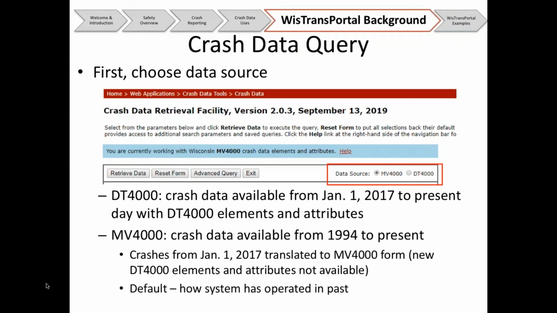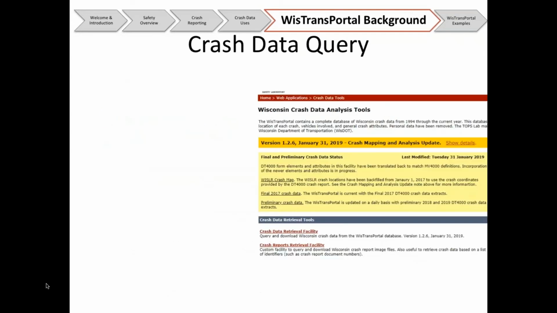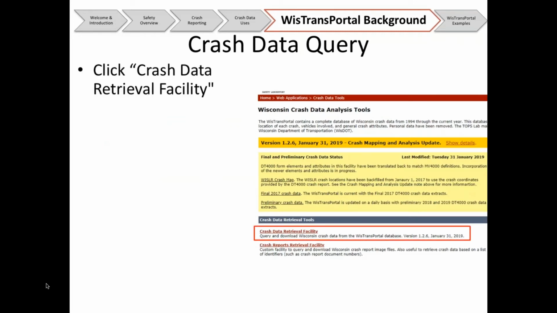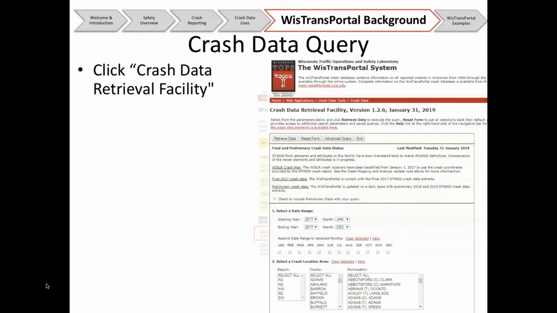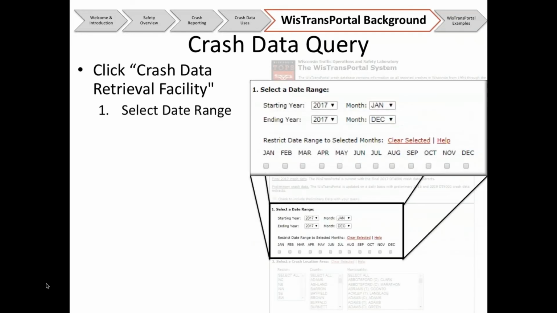When you come onto the system, it's going to default to the MV4000 for right now. You want to click on the crash data retrieval facility, and that will bring you up to this page. You want to select your date range of what you want to look at. Are you looking at 2015 to 2019? Are you looking at 1994 to 2019?